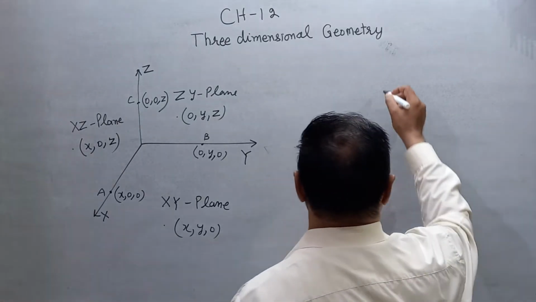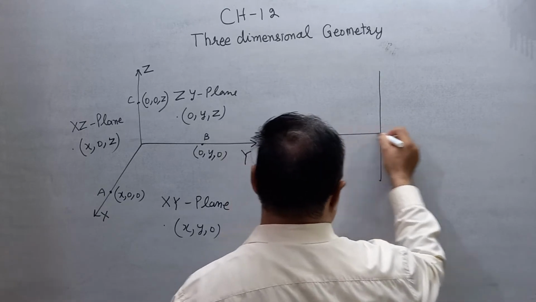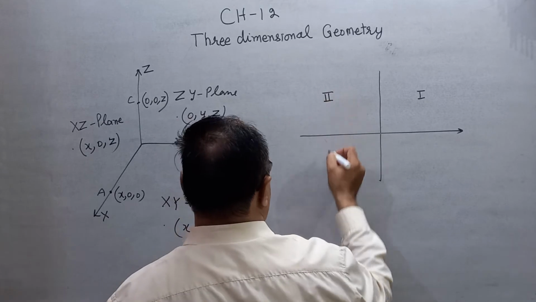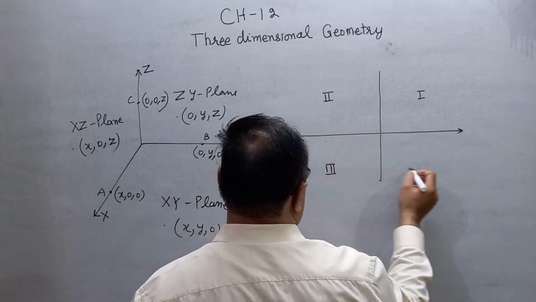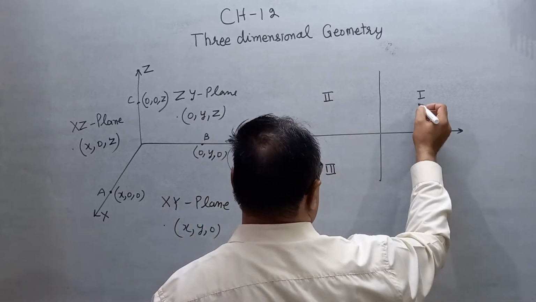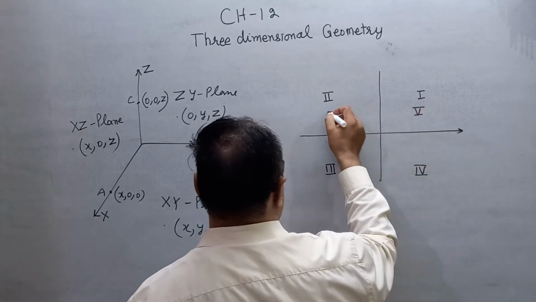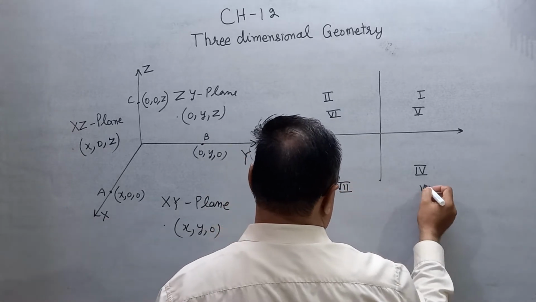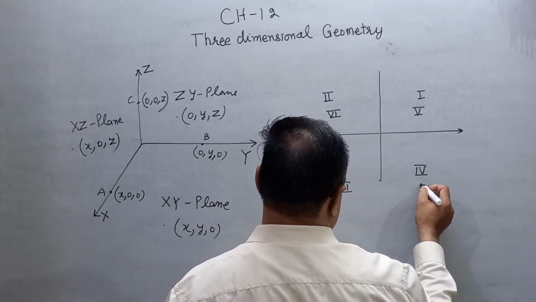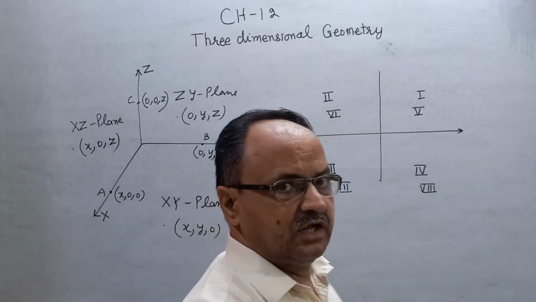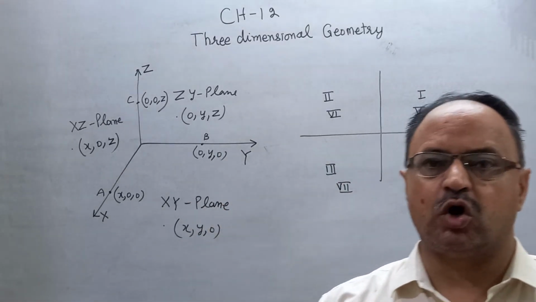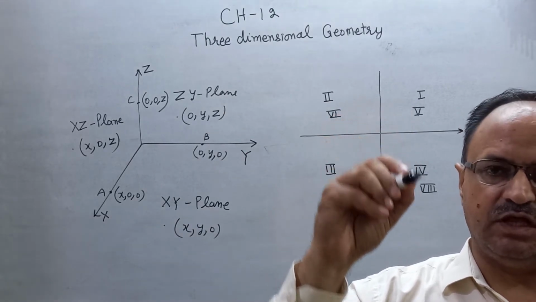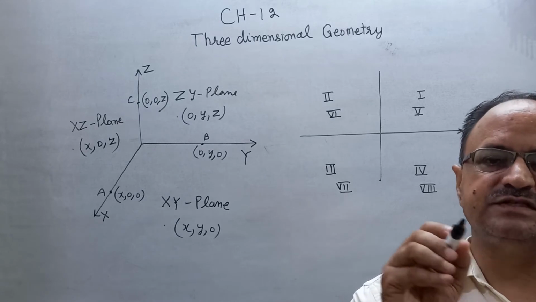Now we divide this coordinate system into 8 octants. Correct? This is the first octant, this is second, third, fourth, and here fifth, here sixth, here seventh, and here eighth. You know that in the first four octants, the values of y and z are positive. In the last four octants, the value of z is negative.